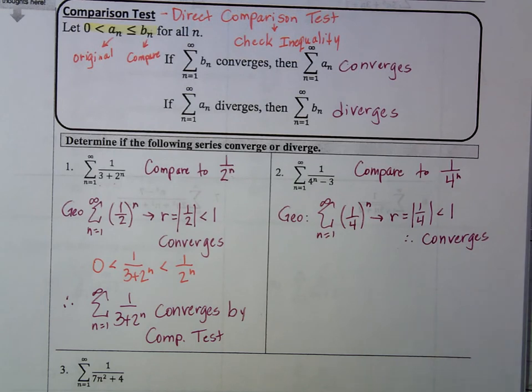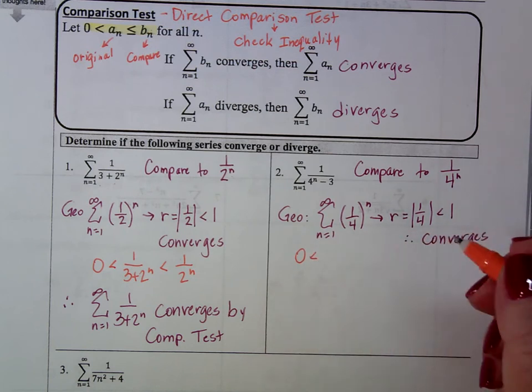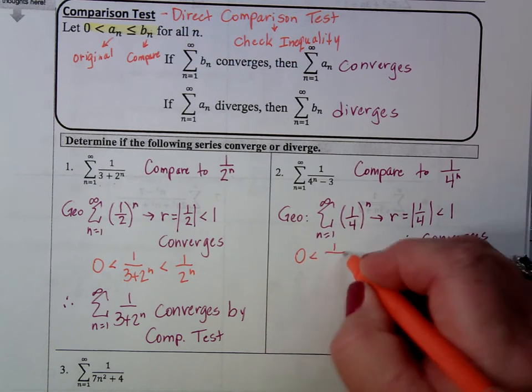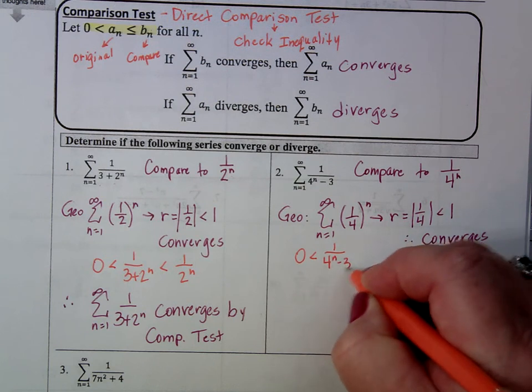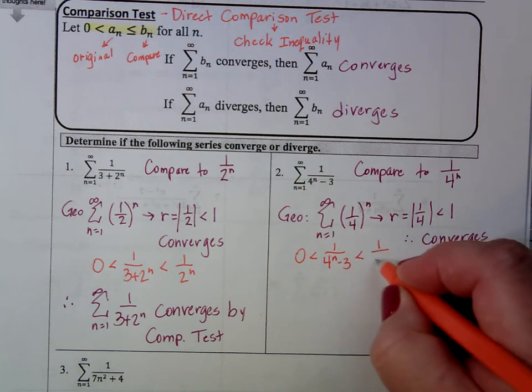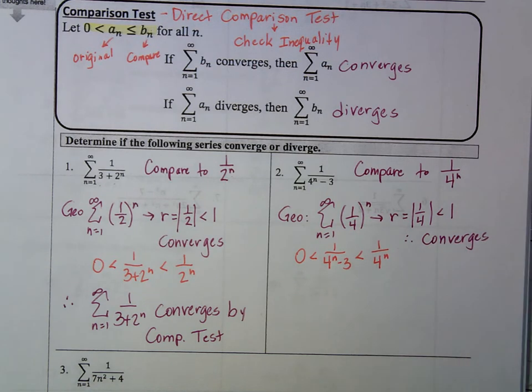Let's check our inequality. So if I have 0 is less than my a sub n is less than my b sub n, let's put in a 2. Is 1/16 bigger than 1/13? Ooh, think on that one. 1/13 versus 1/16. This is not true.